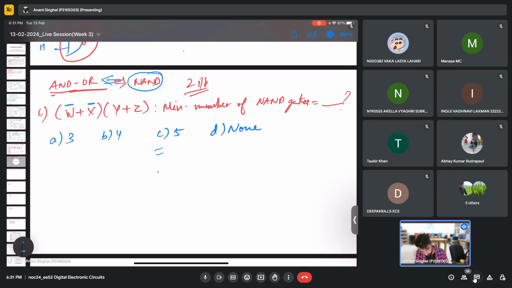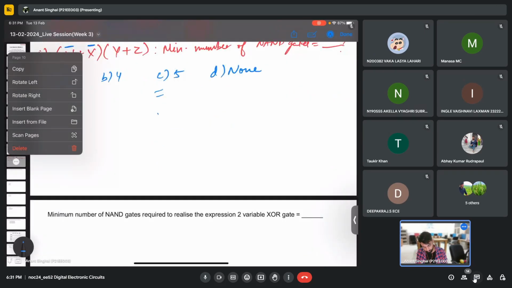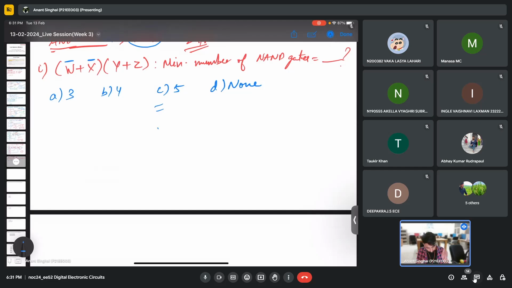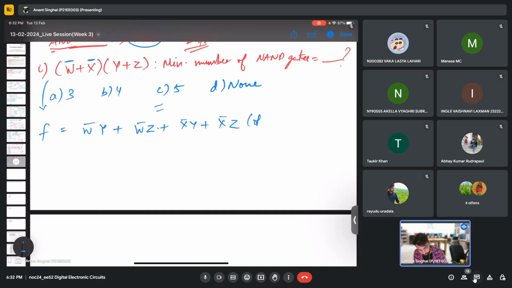So let's check quickly. Now this is w complement plus x complement times y plus z. First of all, we need to convert it into SOP form. If I try to do it directly, let's say this is f, it will be w complement y plus w complement z plus x complement y plus x complement z. So this is not optimal. You can clearly see this is a long expression, and if you apply the same, it might give you some wrong answers or more number of NAND gates.